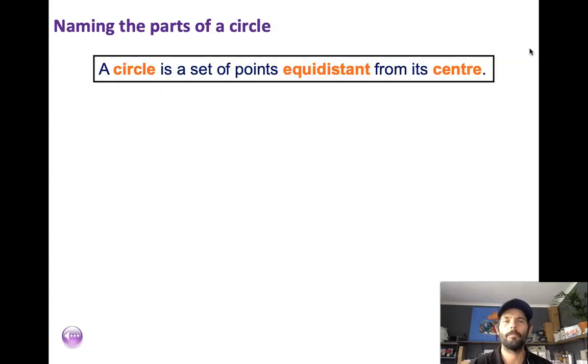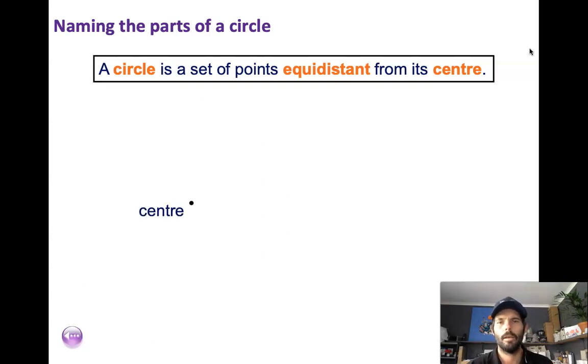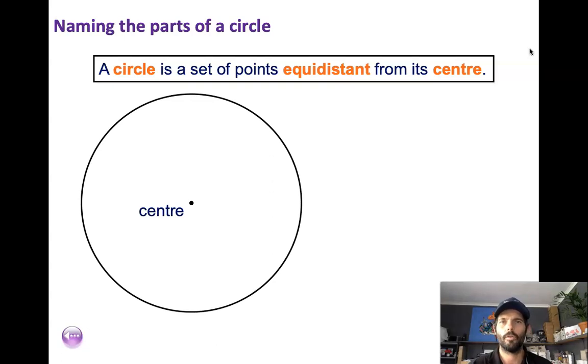Okay, the next shape I want to get onto is a circle. And we know that a circle is a set of points equidistant from its center. So that's your center and that's your circle around it. I'll do that again. That's your center with your circle around it. And equidistant means that any place on the circle is the same distance away from the center as any other place on the circle. Okay, so that's what equidistant means.